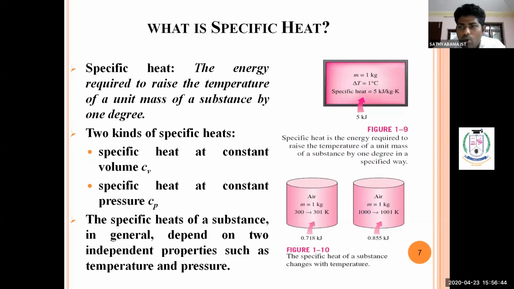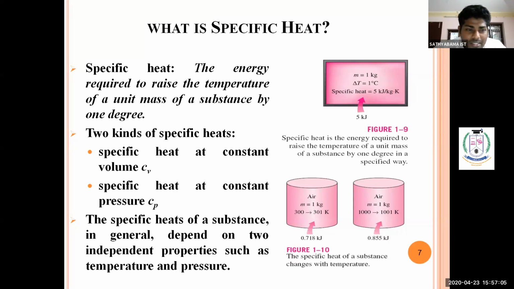Next, what is specific heat? Again, two more questions. What is specific heat? I have given a simple definition for that. Energy required to raise the temperature of a unit mass of a substance by 1 degree.